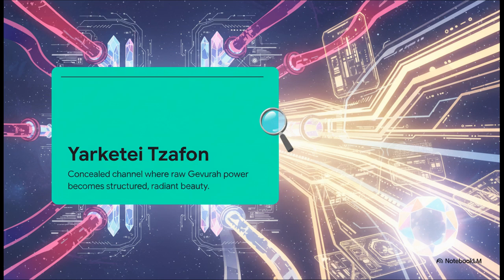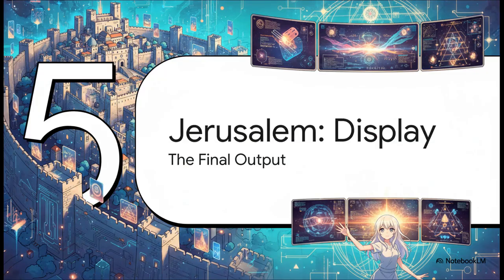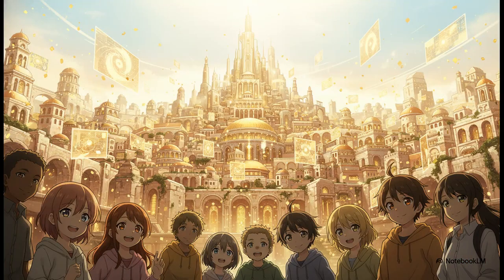If Joseph is the engine, the north is the cooling system. This pipeline safely processes that potentially overwhelming intensity. It transforms the raw power into structured, radiant, and most importantly, safe beauty right before it hits the display. Section 5. Jerusalem, the world display and the final output. Malchut is the final, 10th Sephirah expression.